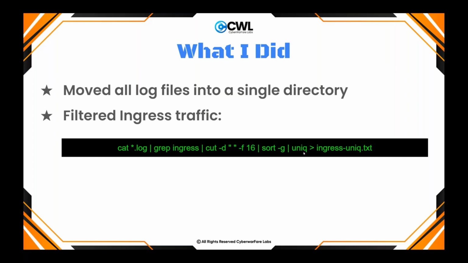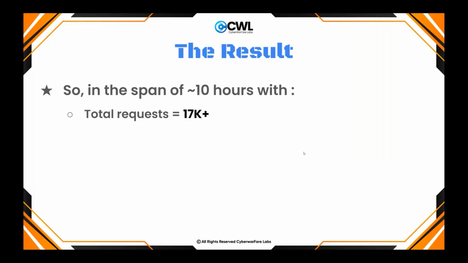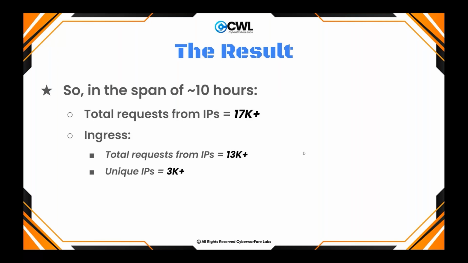Now something very interesting happened, and even though I was expecting a bit of traffic, I was surprised. Within the span of 10 hours, I had over 17k requests, and these are total requests, ingress plus egress. Out of these 17k requests, ingress was 13k requests in total. When I filtered and did some analysis, I received 3k plus unique IPs. I mean, that's a lot, approximately 3300 or 3400.